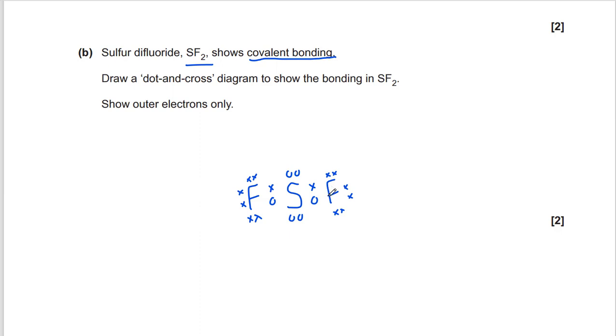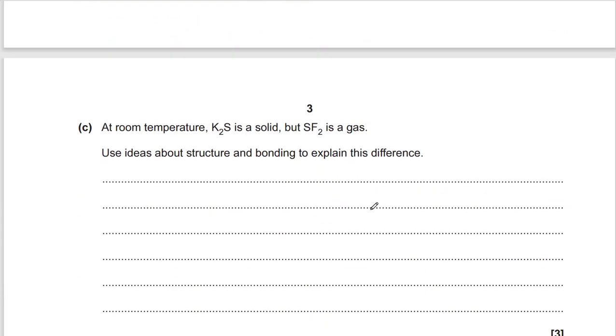But it's not essential. So there you go. Shared pairs of electrons, one with each fluorine. Again, nice straightforward 2 marks to kick off. So it's 5 marks really. That's very, very straightforward on the first page.